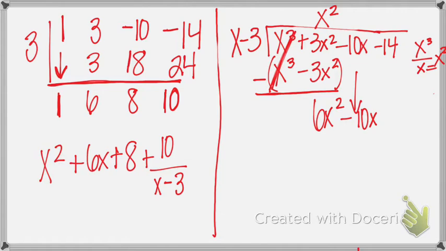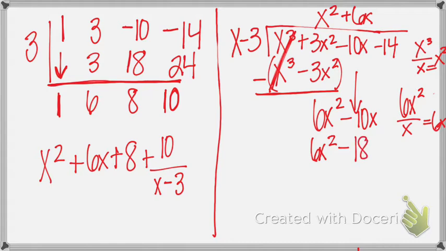All right, let's do it one more time and then you finish it. So you take the first term. What's the first term you're starting with now? 6x squared, right? So 6x squared divided by what's on the outside, which is just x, and you get 6x. And then you multiply. A 6x times an x is 6x squared, and a 6x times a negative 3 is negative 18x.